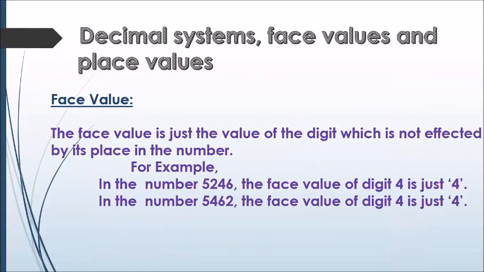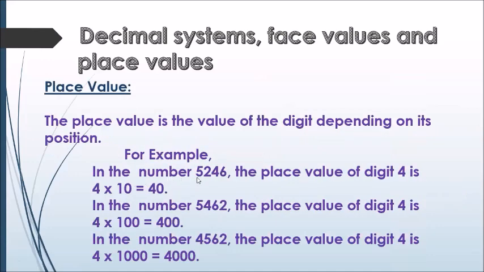place value and the face value. Okay, so the face value was, if I write a number 5246, the face value is going to be the number itself. For example, here in both examples, if I ask what is the face value of 4, it will always be 4. So the face value is just the number itself, but the place value is different. For example, in 5246, the place value of 4 is 40. In the second example, the place value of 4 is 400. In the third example, the place value of 4 is 4000. So the difference in face value and place value is that face value is just the value of the number itself, but the place value depends on the position.